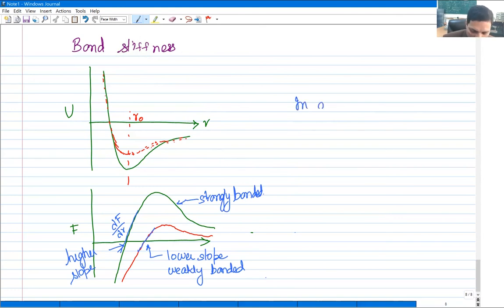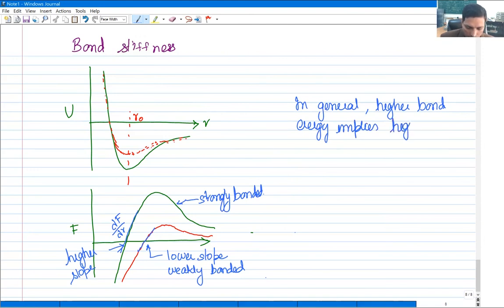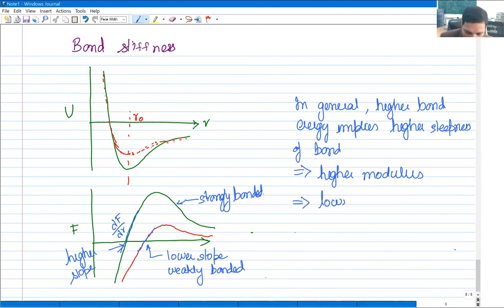In general, we can say that higher bond energy implies higher steepness of the bond, which implies higher modulus. So the one which has higher bond energy, like the green one, will have higher modulus. The one which has higher steepness would also have lower coefficient of thermal expansion.